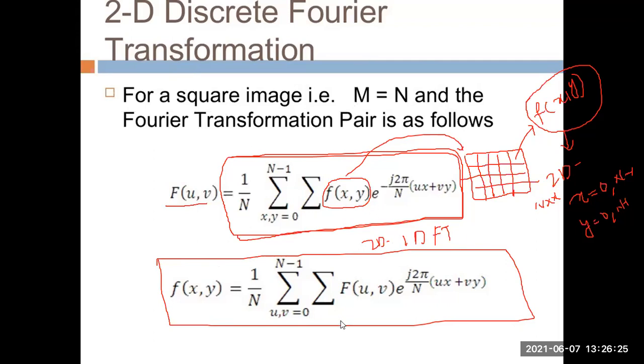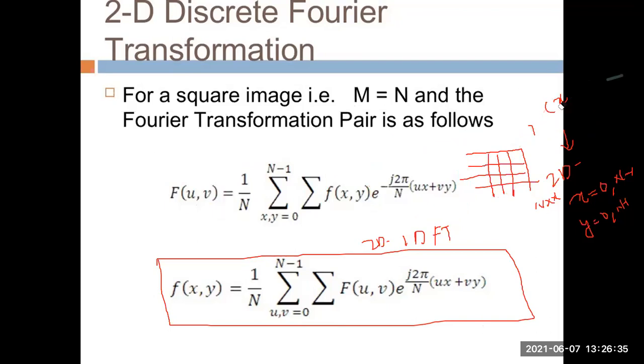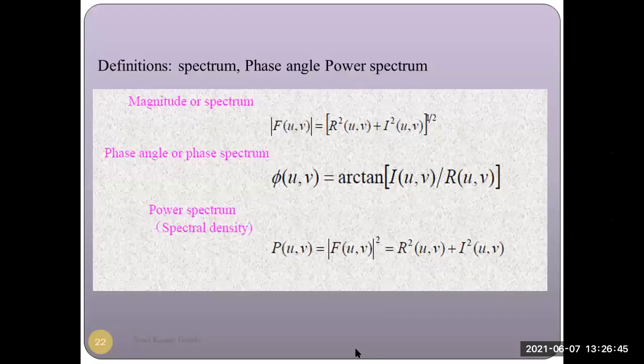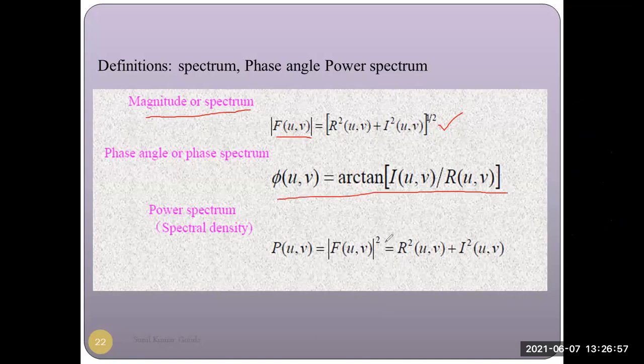Then we discussed some of the properties related to the discrete Fourier transformation. The very first property we discussed is the separable property. Also, the magnitude spectrum or frequency spectrum is given by the same formula, but here we find it with respect to two dimensions, u and v. Similarly, this is the phase angle formula, and this is the power spectrum formula.